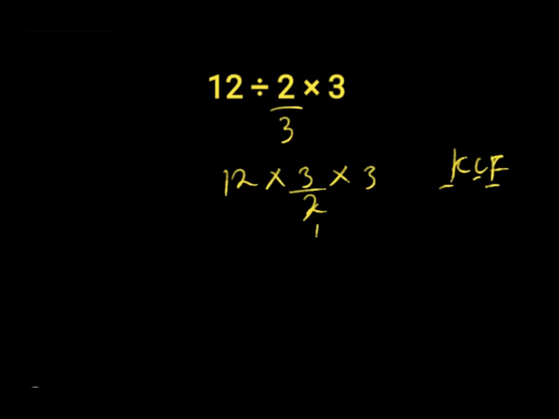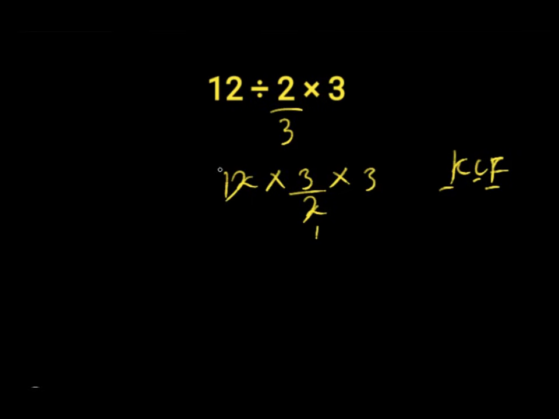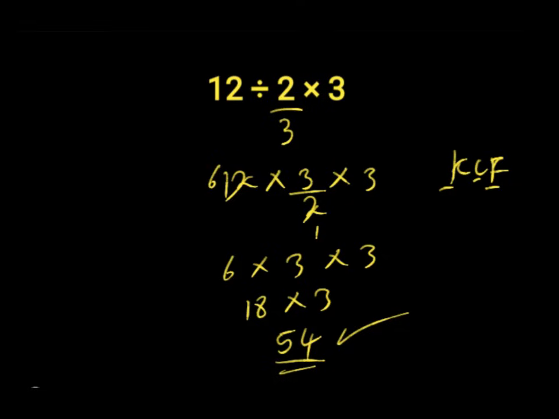2 into here 1, 2 into 12 will give us 6. Then we have 6 times 3 times 3. 6 times 3 will give us 18. Then we have 18 times 3. 18 times 3 is equals to 54. 54 is the right answer to this question.